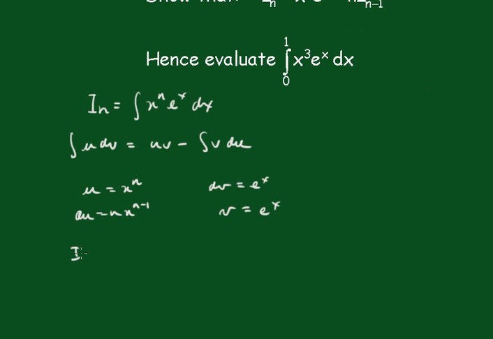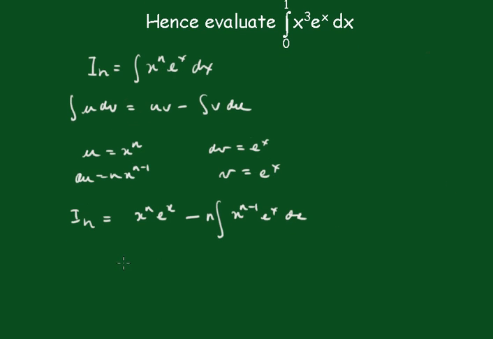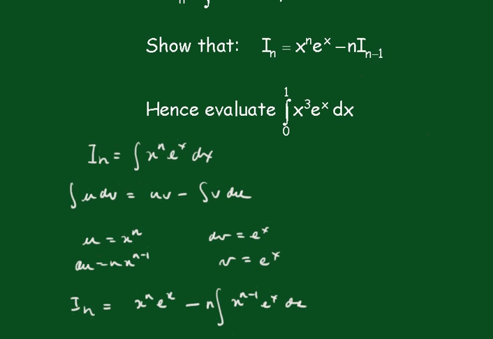So In must be equal to uv, which is x to the n e to the x minus the integral of v du, which n goes at the front, and that's x to the n minus 1 e to the x dx. And of course that is your In minus 1. And that's what we had to show back there, right?